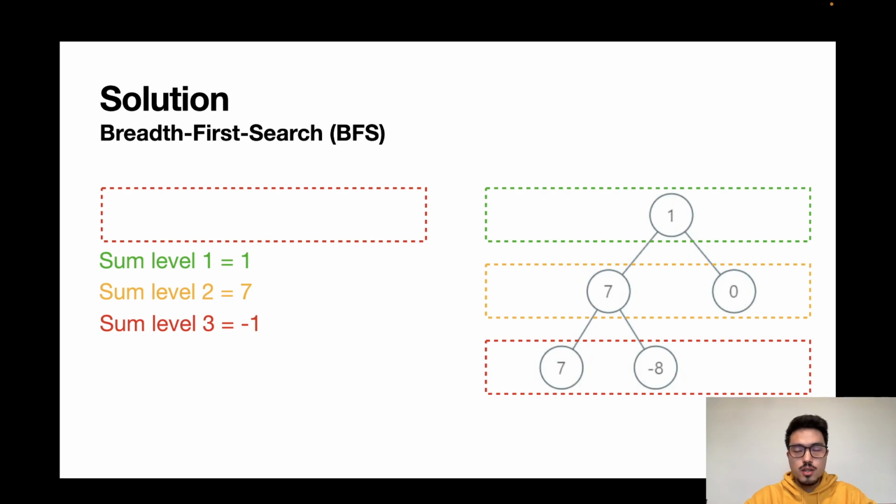So a queue structure here is really important for us to solve this because it makes it easy for us to keep track of the level of the nodes.